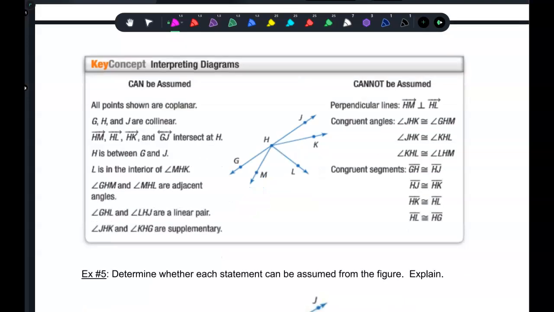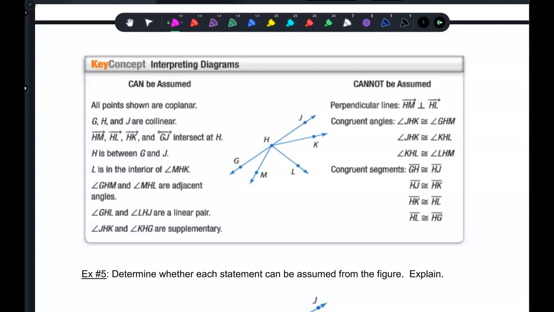Remember, I think it was yesterday I mentioned don't rely on what the picture looks like. Go by the numbers or the symbols they have in the picture. Okay? So there's certain things that we can assume from a picture, and there's some things that we cannot assume. So for example, HM perpendicular to HL. I mean, it looks kind of close, but we can't assume that unless there's what? The little box inside.